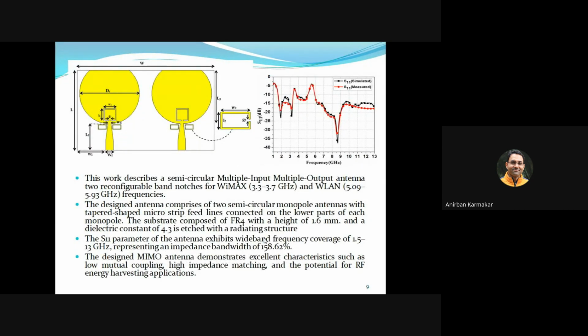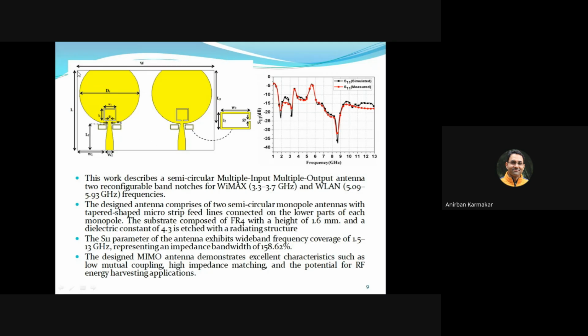So here is the designed MIMO antenna in our lab. This work describes the semicircular multiple input, multiple output antenna with two reconfigurable band notches as WiMAX, that is 3.3 to 3.7 GHz, and WLAN, that is 5.09 to 5.93 GHz frequencies. The designed antenna comprises two semicircular monopole antennas with tapered shaped microstrip feed lines connected on the lower part of each monopole.